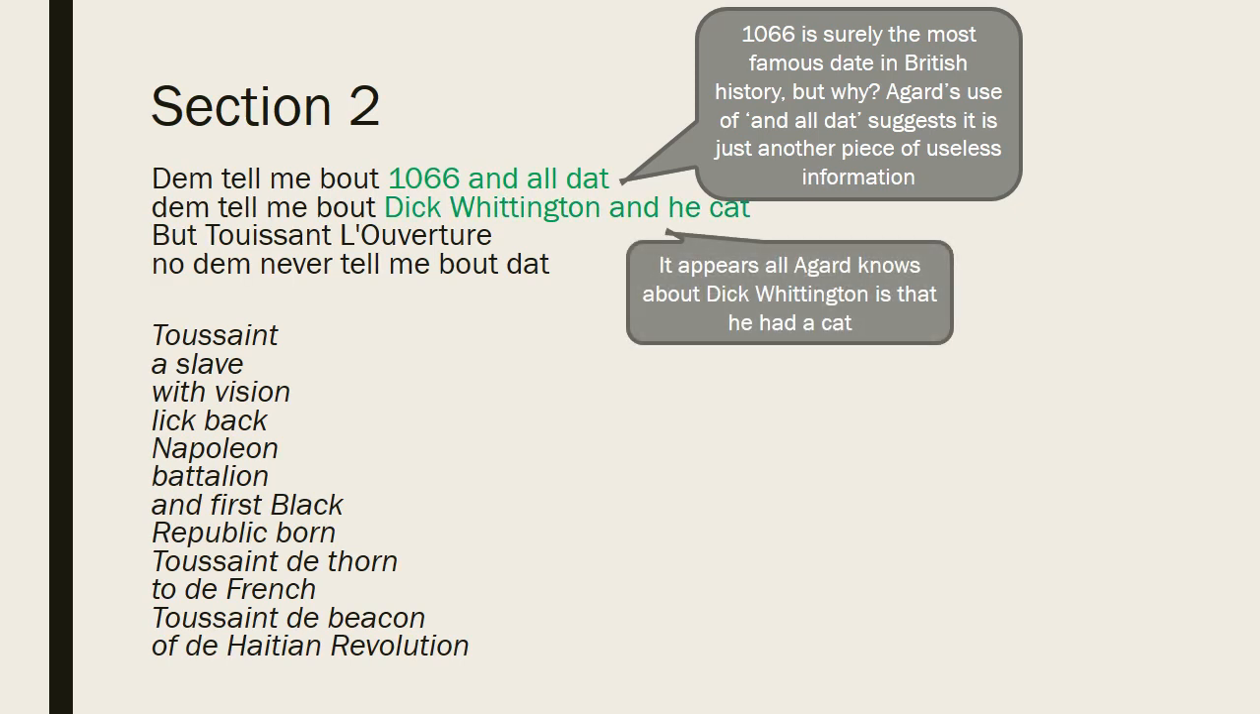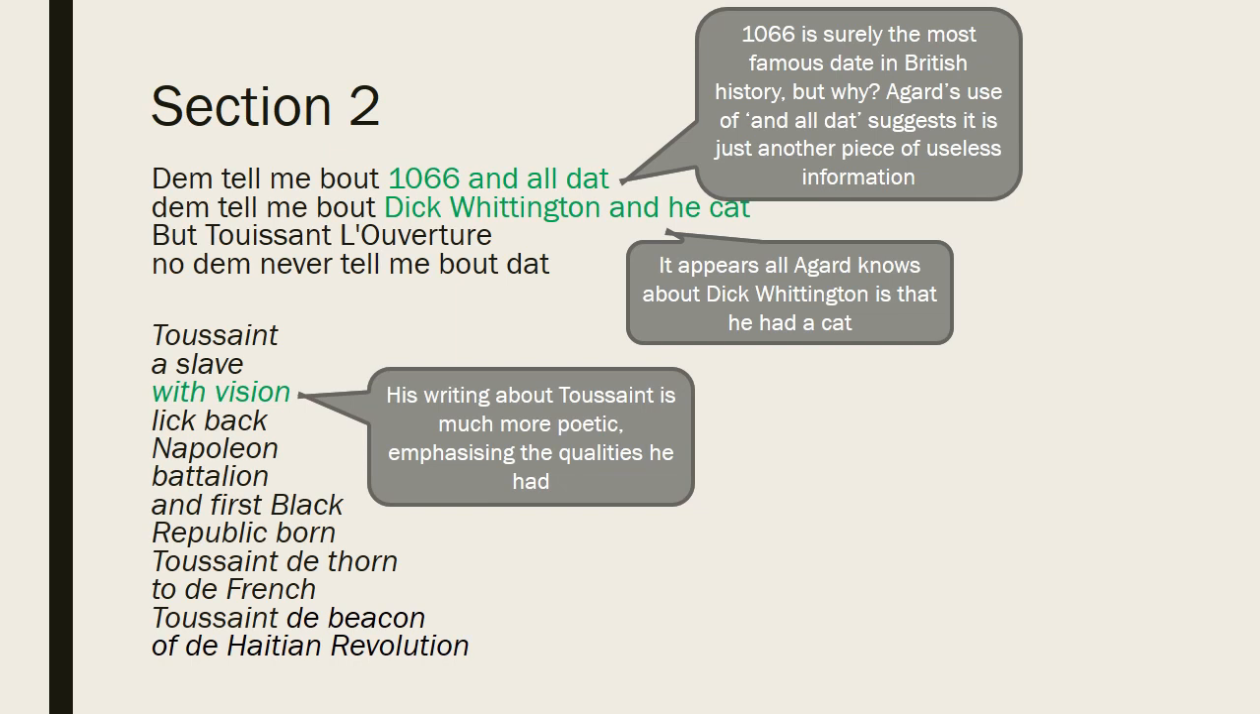We get back to the Dick Whittington thing that we brought in. Even though he's important, all he knows is he had a cat. Again, hardly the significance of history. And immediately what's established is not only that what he's being taught about is irrelevant to him, but what he remembers about it shows no importance at all.